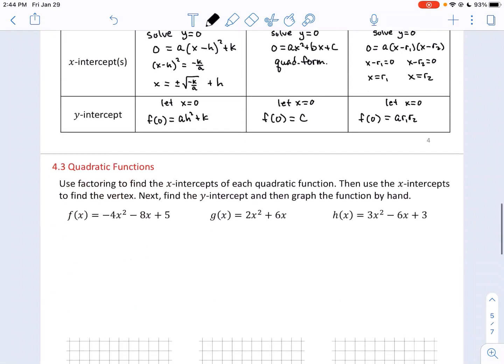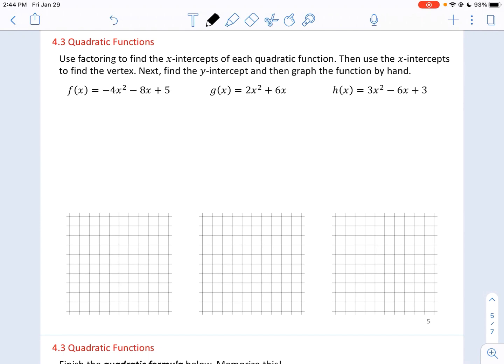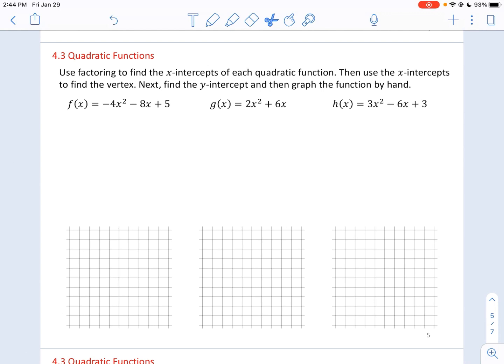So we're going to leave these 2 question marks here unfilled in for the time being. We'll come back to this table. We're going to use factoring to find the x-intercepts of each quadratic function. Notice all 3 of these are given in general form. Then use the x-intercepts to find the vertex, next find the y-intercept, and then graph the function by hand.